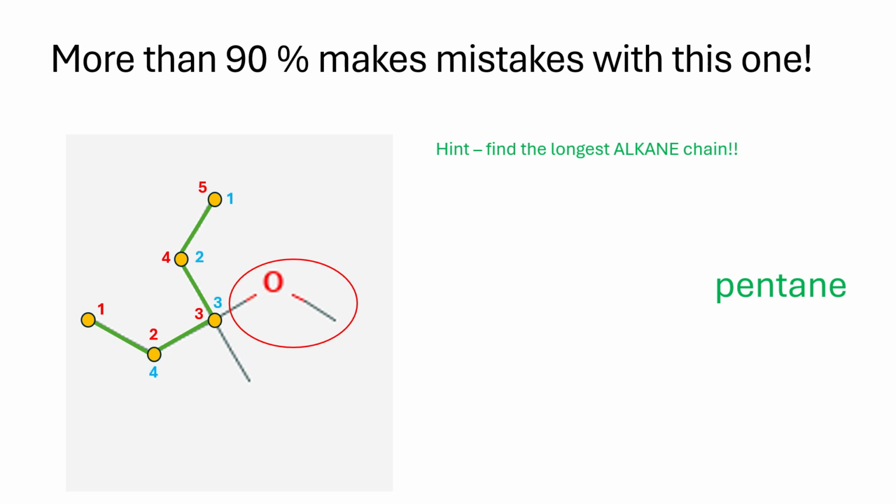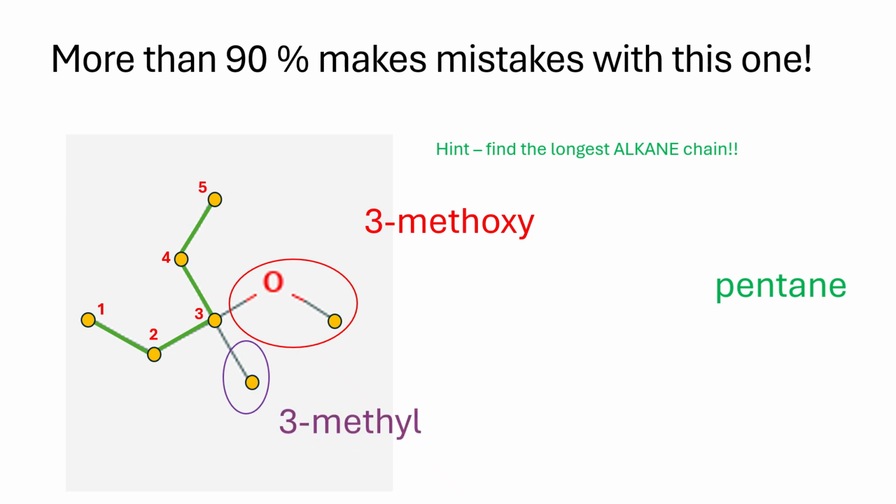On the 3rd carbon of the main chain. Since it's in the middle of the chain, it doesn't really matter which way you count. So I'm going to stick with the red numbering. There's a 3-methoxy, and don't forget the side chain, that is a methyl group. So this will be 3-methyl.